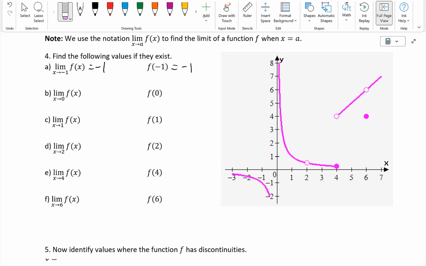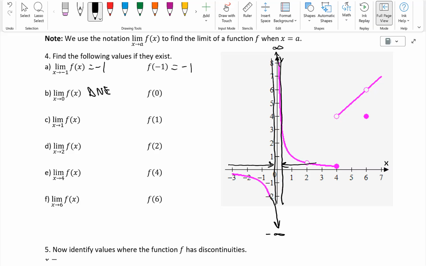For b, we're looking at the limit of f of x, this function, as x approaches 0. As I come in towards 0 from the left and from the right, I get this window around 0. And depending on how far you pinch in, you can see there's no single value. As we come in from the left, this one's going down towards -infinity. As we pinch in from the right, this one's going up towards +infinity. So there isn't a single y value in there. We're going off in both directions. For that one, we put a DNE here, and we say the limit does not exist.